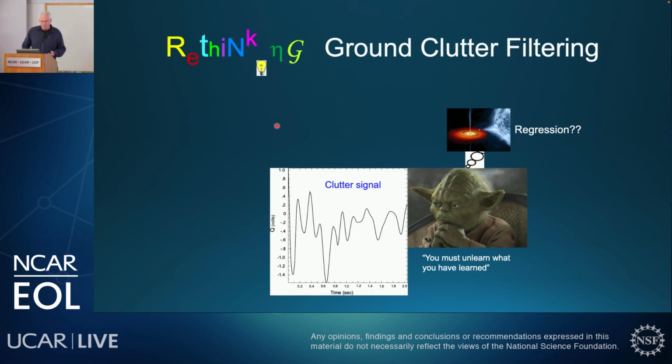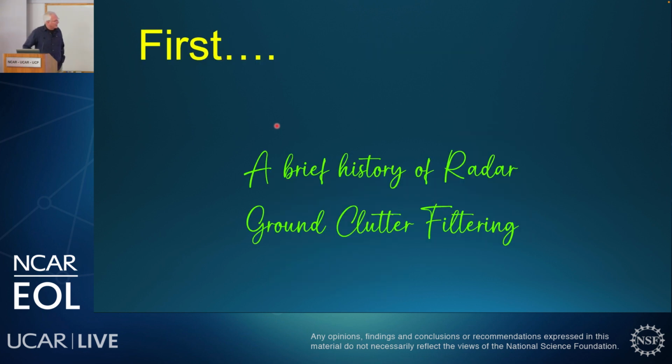And why do we want to do that? Well, over the past 5 years and even more, we have been rethinking ground clutter filtering. There is a ground clutter signal, in the lower center of the screen, and you can see it's a very smooth varying function. And so we want to be able to identify that and predict that and get rid of that clutter. And the question is, could regression filtering work in this case?